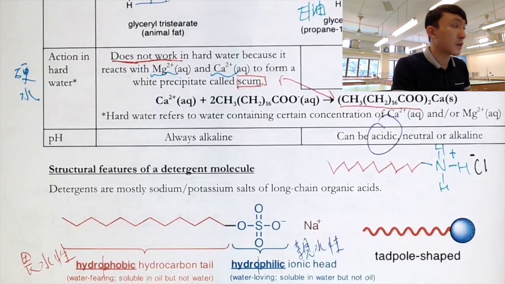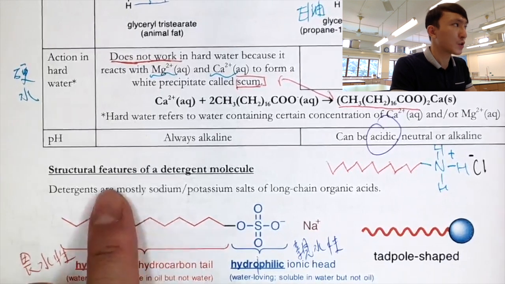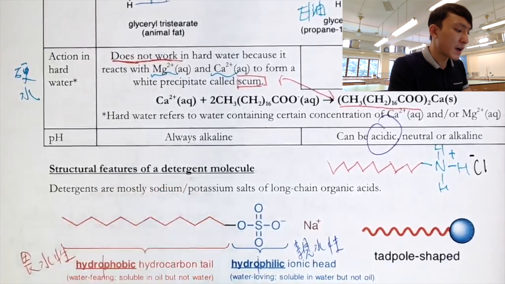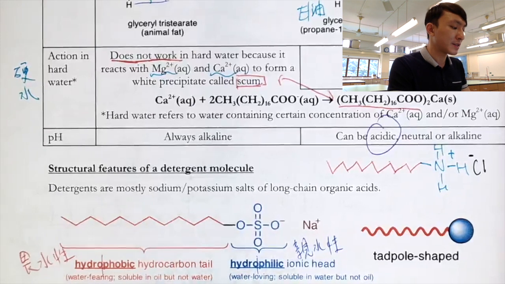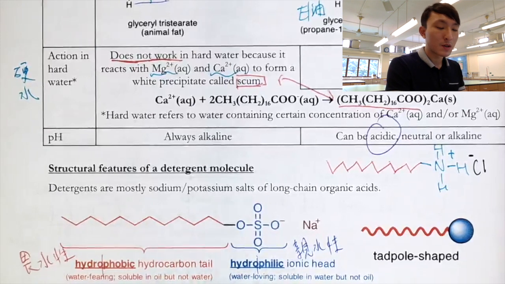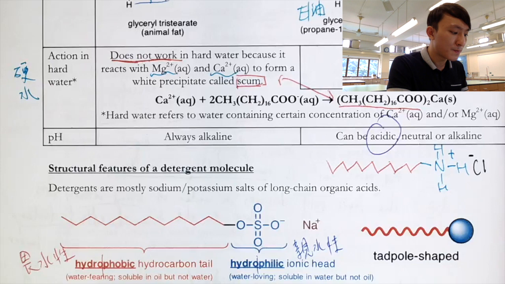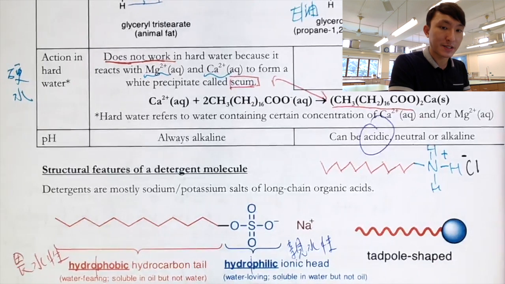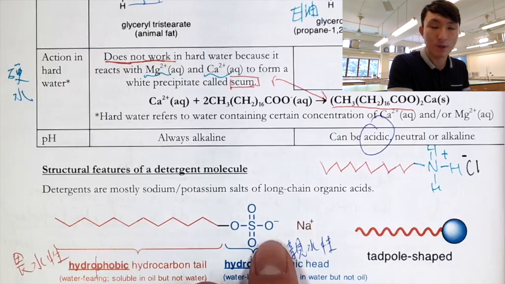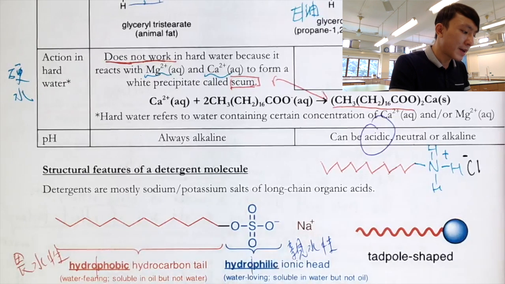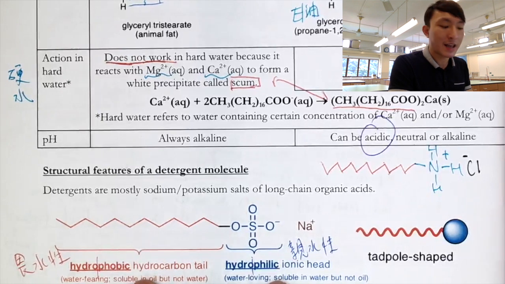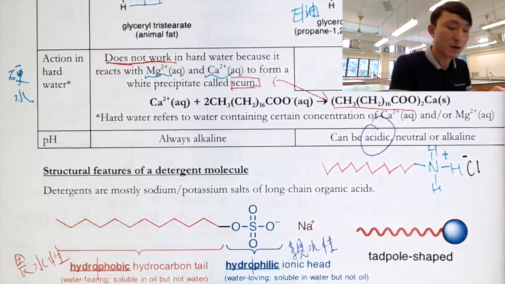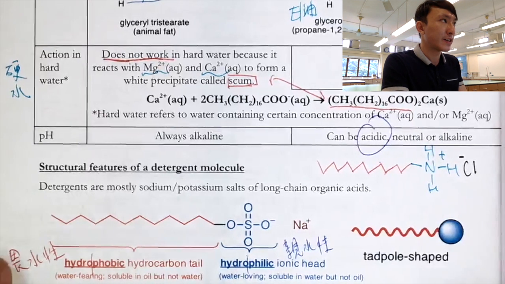Last time, well actually minutes ago, we just talked about the structural features of a detergent molecule. Bear in mind there are two very important parts. One is the hydrophobic hydrocarbon tail, which is non-polar, soluble in oil but not soluble in water. We have a hydrophilic ionic head. This head can dissolve in water but not dissolve in oil. The ionic head usually is negatively charged, but it can also be positively charged. Having these two structural features enables it to have wetting properties and emulsifying property, which we are going to talk about now.